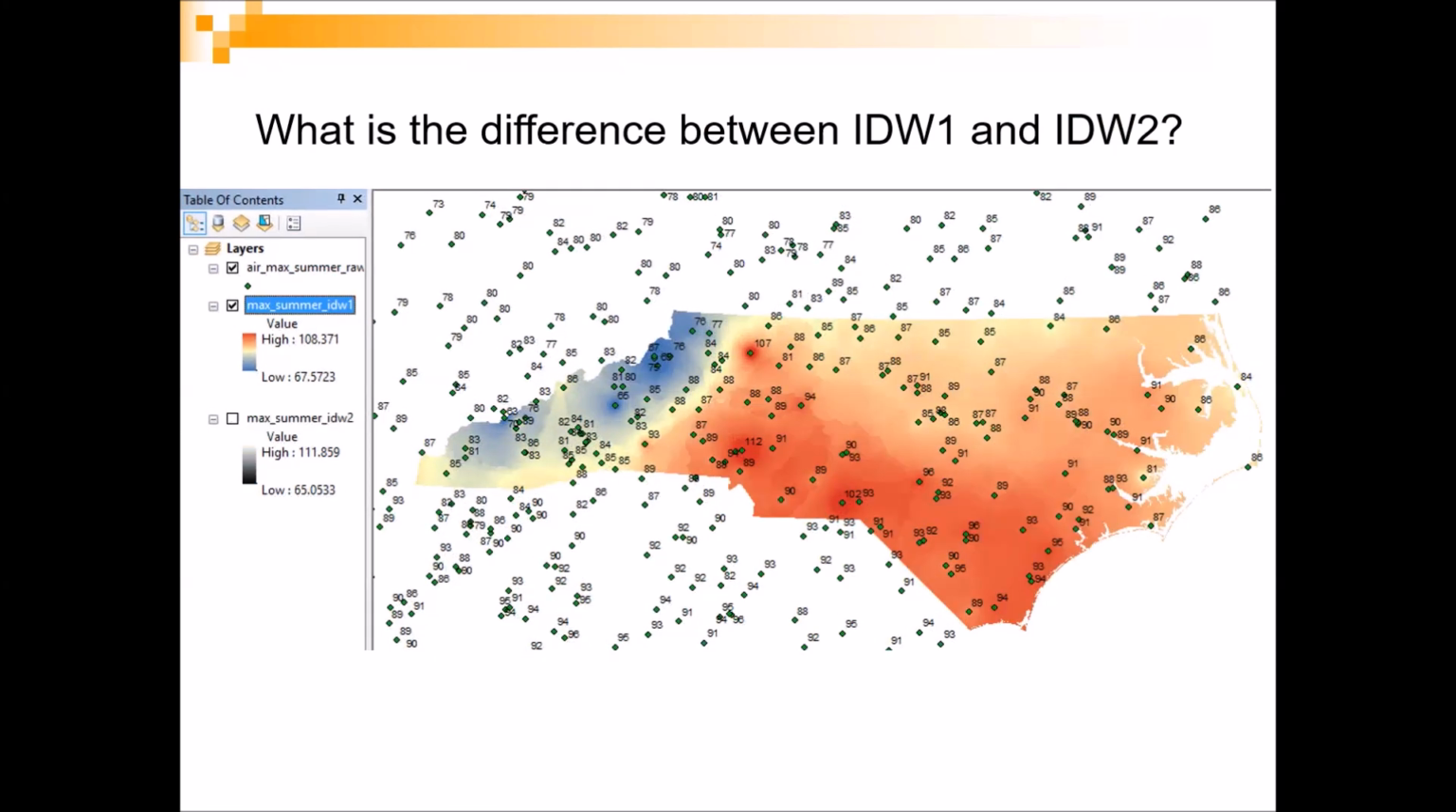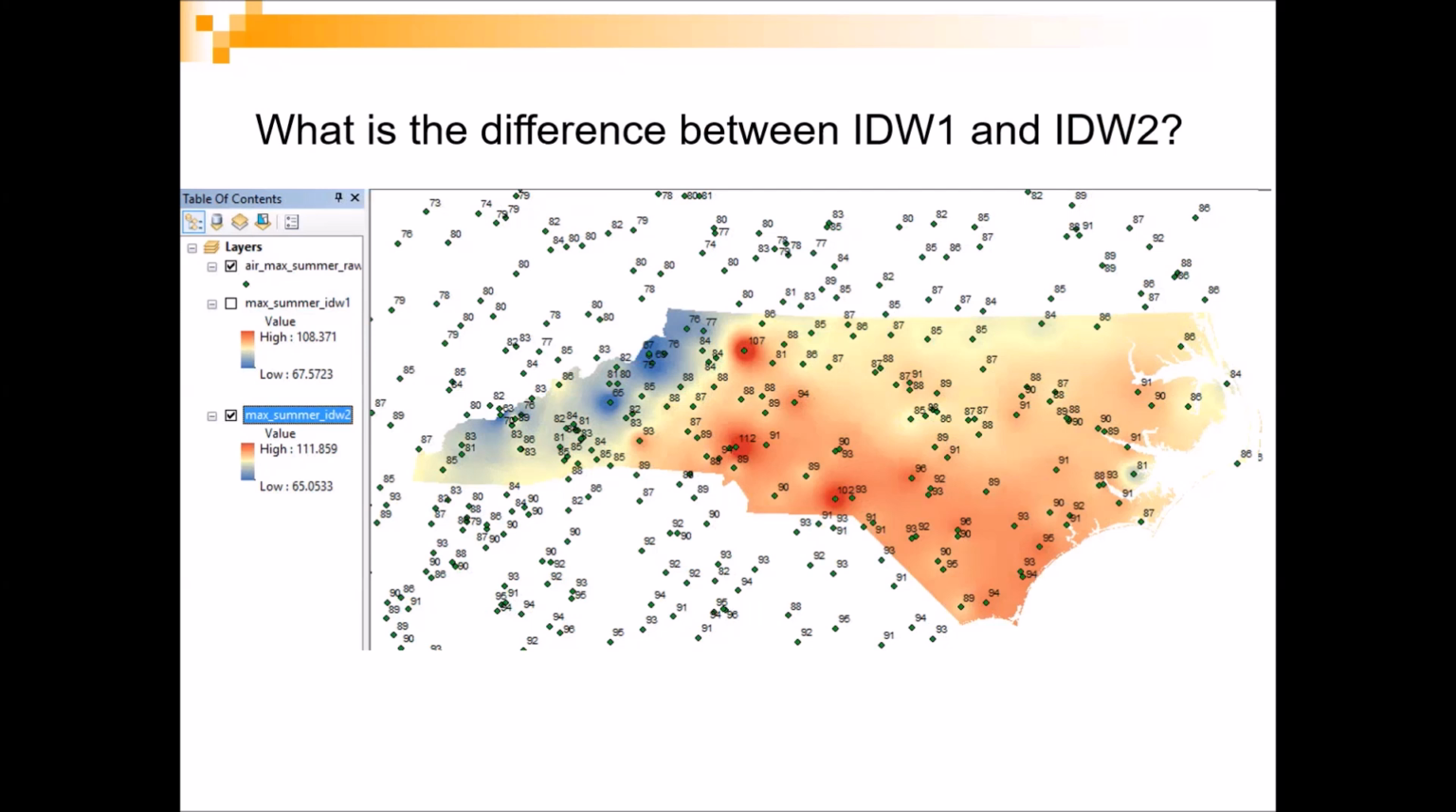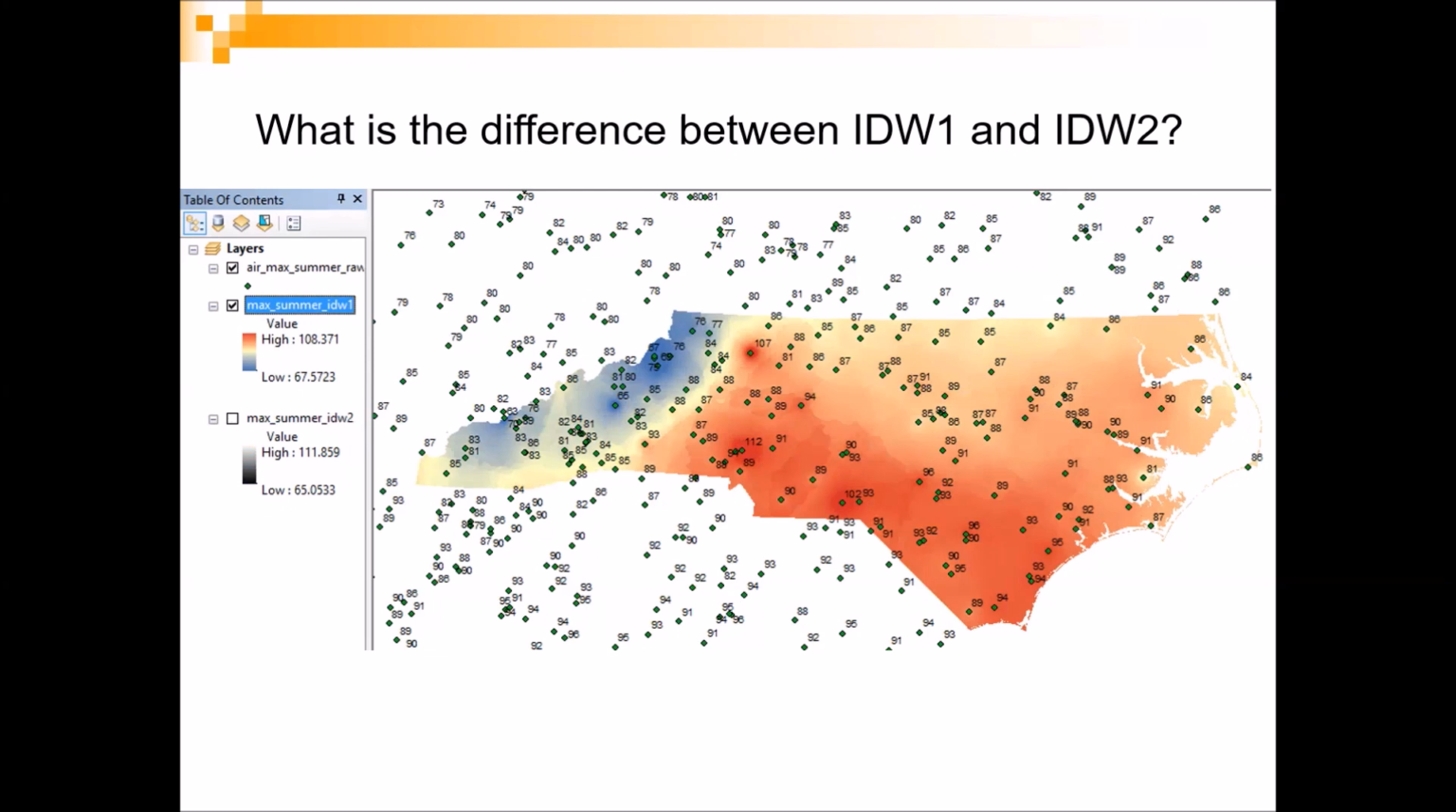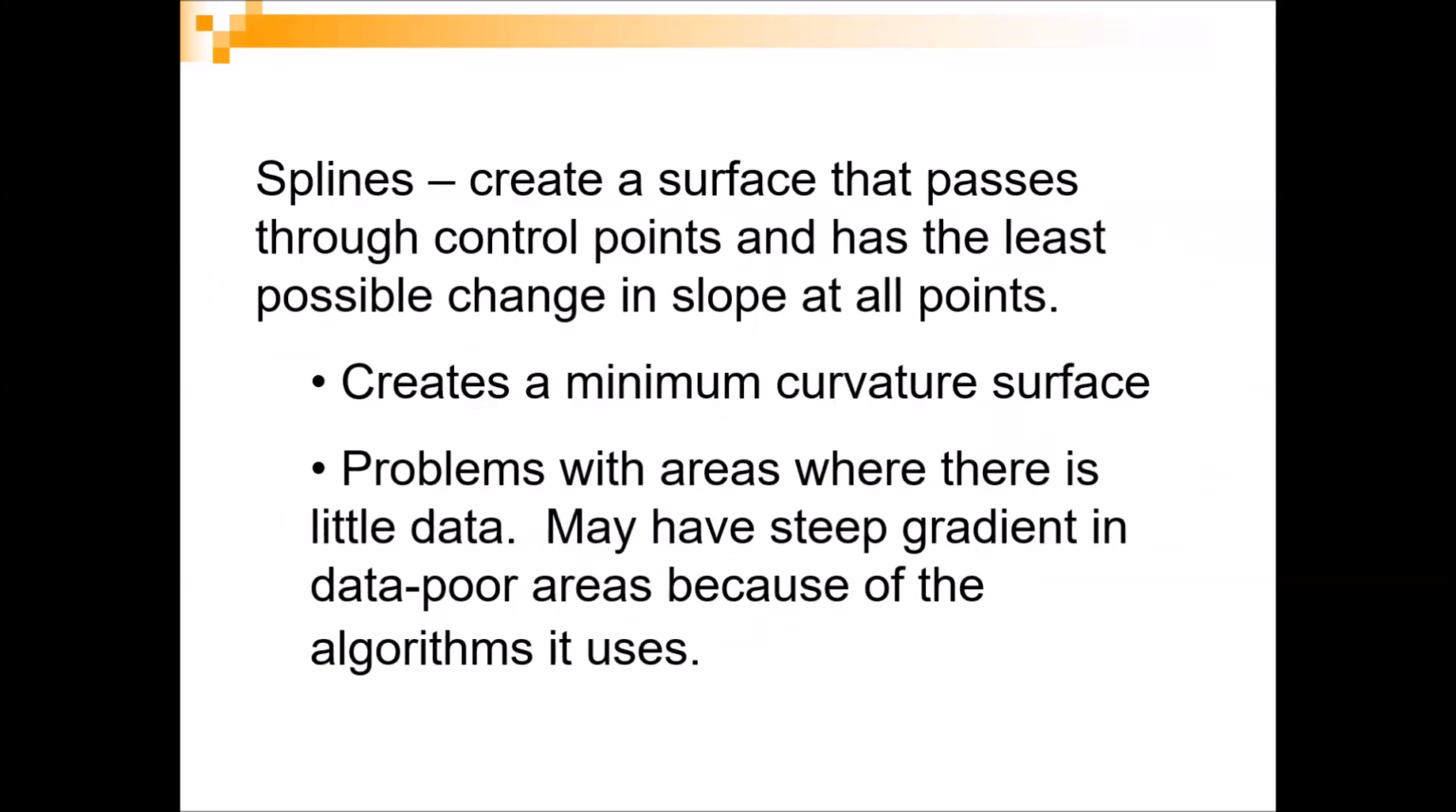Now, what's the difference between IDW1 and IDW2? We're doing the same exact calculation. The one difference I see is that the values nearby are going to have much more of an impact than values that are far away. So if you see some 102s or 107s, they're really going to be fleshed out with IDW2 versus something like IDW1. The other type of interpolation routines we have are called splines. It creates a surface that passes through control points and has the least possible change in slope. Where have we heard the word slope before?